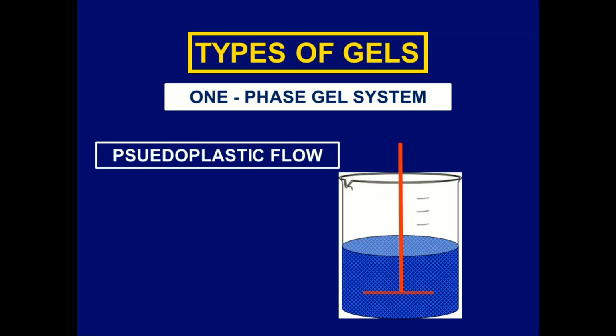This type of shear thinning flow is called pseudoplastic flow. In pseudoplastic flow, first shear thinning occurs, and when you increase the shear, increase the force applied to the system, shear thickening or increase in viscosity of the system takes place again. These are the differences between two-phase and one-phase gel systems.